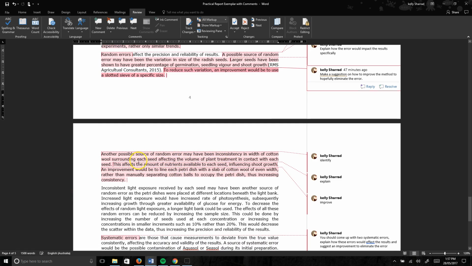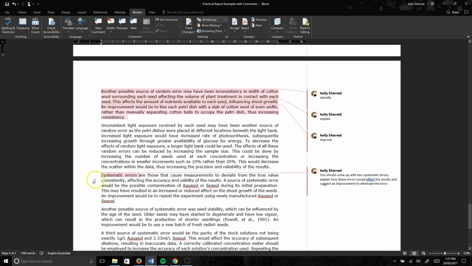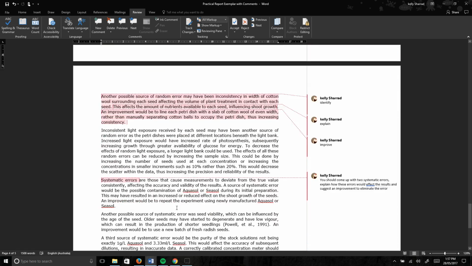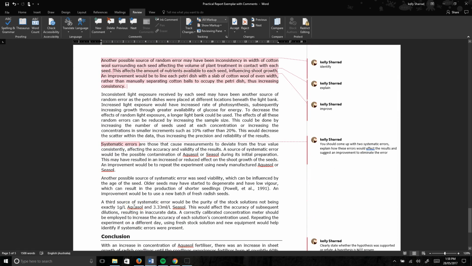So identify the error, and explain the error's impact on the results specifically. Don't just say it's going to make it less accurate. That's not very descriptive. I want you to say specifically how, and then to suggest an improvement for that error. All errors that you identify must have an improvement in the same paragraph. Okay? So random errors are human errors. They affect the results randomly, whereas systematic errors affect the results all the same and are usually to do with the accuracy. We've talked about systematic errors before.